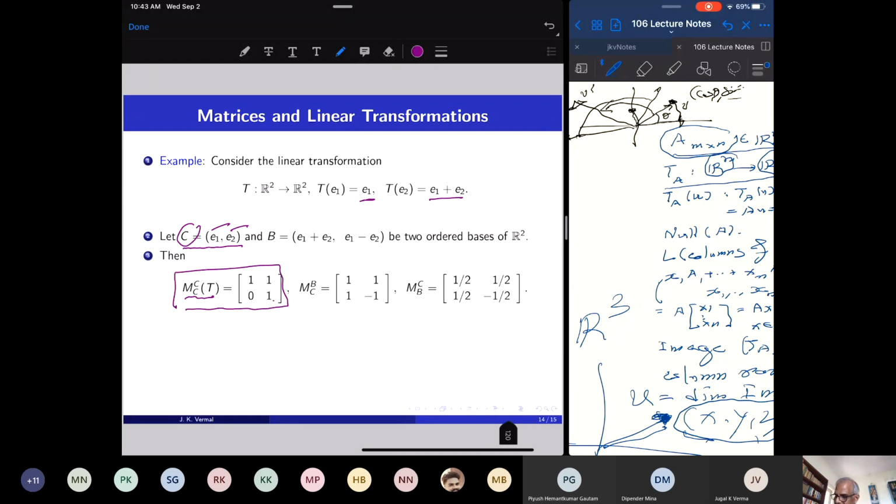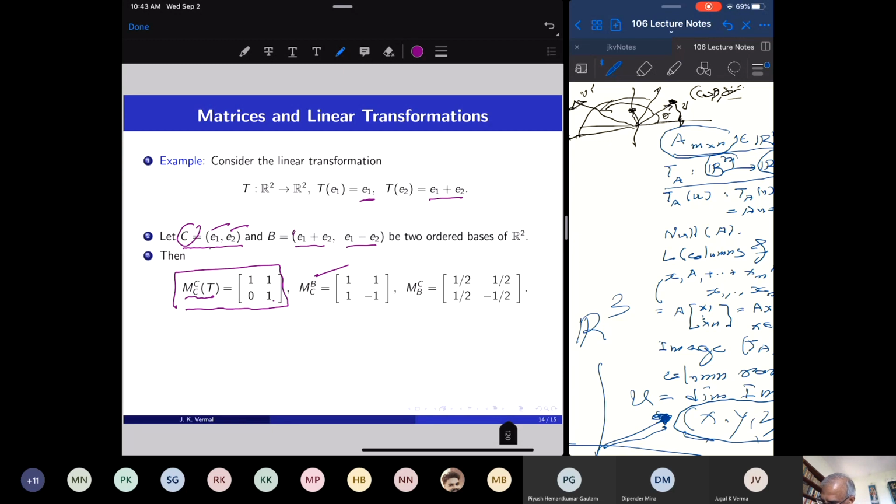Then the transition matrix from B to C. What is the transition matrix from B to C? I take the basis vectors in B and write their coordinate vectors with respect to C. So these are the basis vectors in B, and I write the coordinate vectors of E1 plus E2 and E1 minus E2 with respect to basis C.